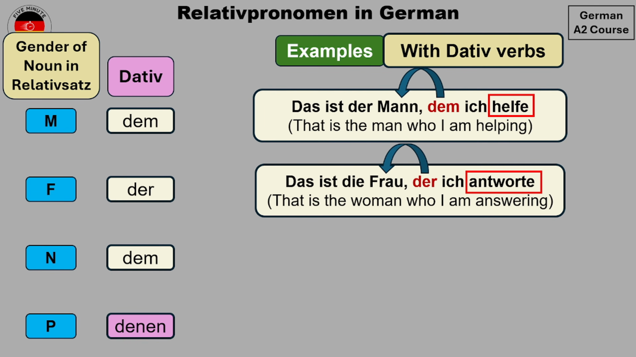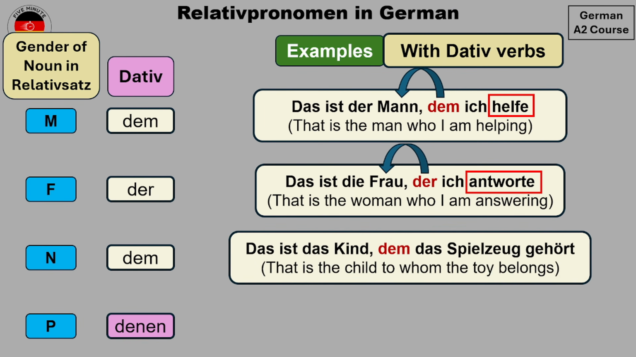An example for the neuter case will be Das ist das Kind, dem das Spielzeug gehört. That is the child to whom the toy belongs. Over here you see we have used the verb gehören, which is a dative verb and shows belonging. That's why we have used the relative pronoun dem to refer to das Kind.